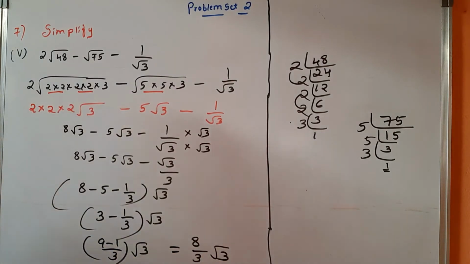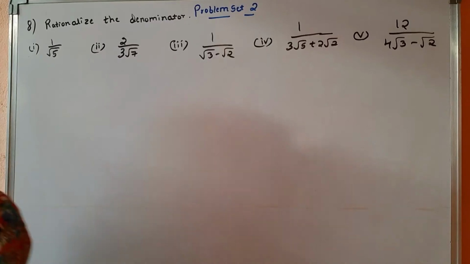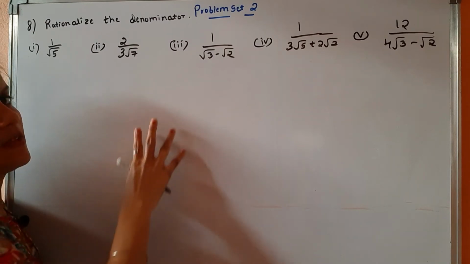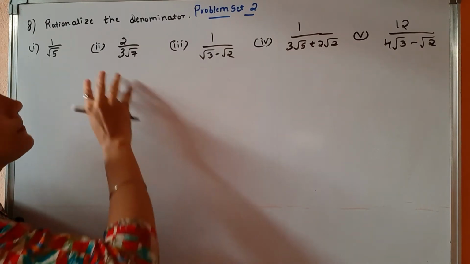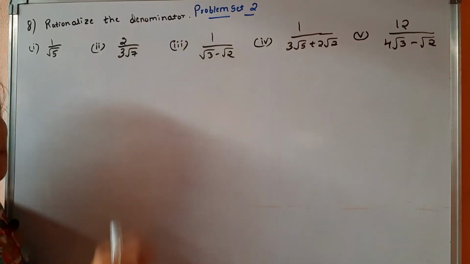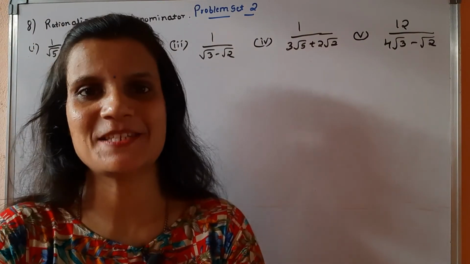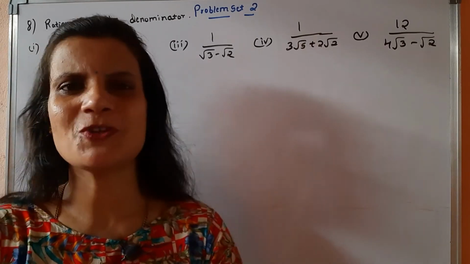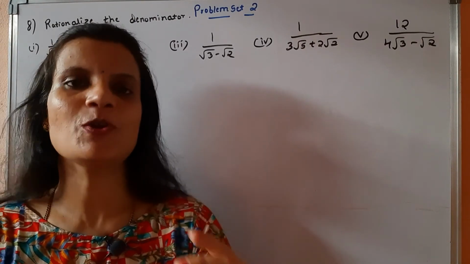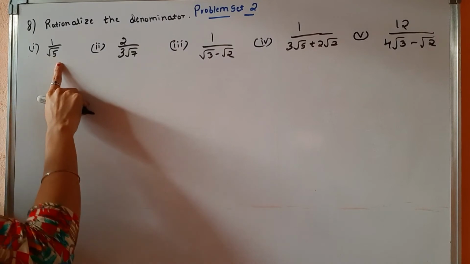If you want, please take a snapshot. We'll move to question number 8. Students, our question number 8. See, this is the last question of the problem set. Rationalize the denominator. You have already solved Rationalize the denominator in our exercise, so this question is going to be very easy for you. We'll solve quickly. Okay? The first one, 1 upon root 5.